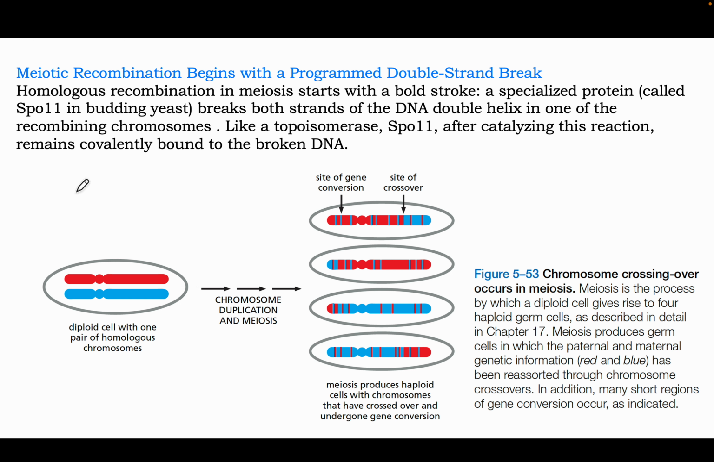Homologous recombination in meiosis starts with a bold stroke. A specialized protein, called SPO11 in budding yeast, breaks both strands of the DNA double helix in one of the recombining chromosomes. SPO11 acts as a topoisomerase, and after catalyzing this reaction, it remains covalently bound to the broken DNA. You can see the chromosome duplication and meiosis happening.